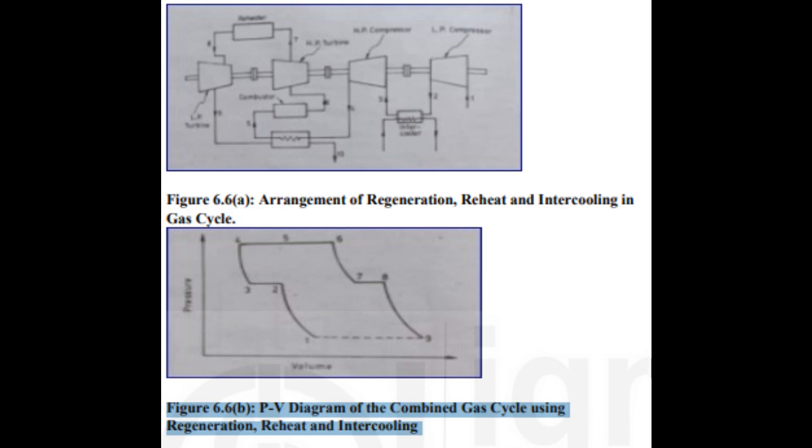Such an arrangement is shown in Figure 6.6a, and its representation on a pressure volume plane is shown in Figure 6.6b. There may be one or more stages of reheat and intercooling. The arrangement shown has one stage only of each of the modifications. Figure 6.6a, arrangement of regeneration, reheat and intercooling in gas cycle. Figure 6.6b, PV diagram of the combined gas cycle.